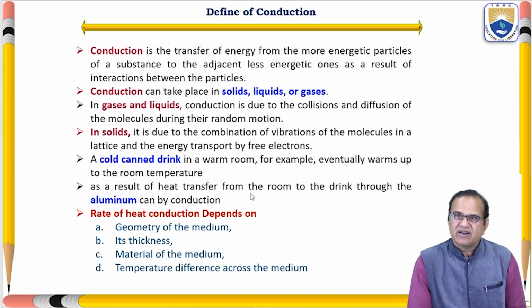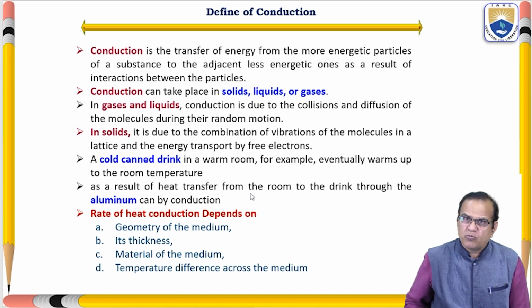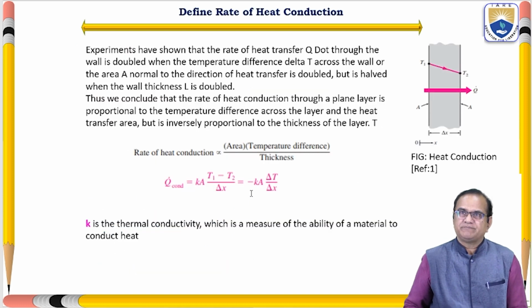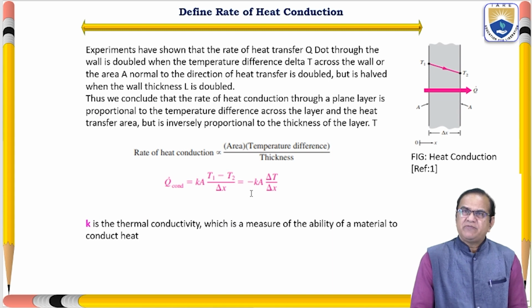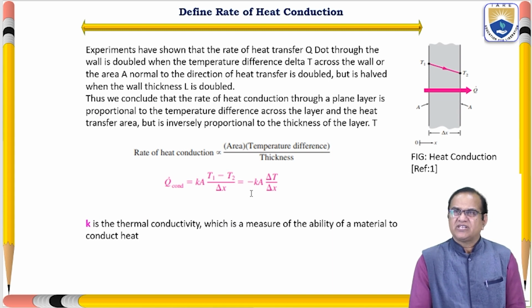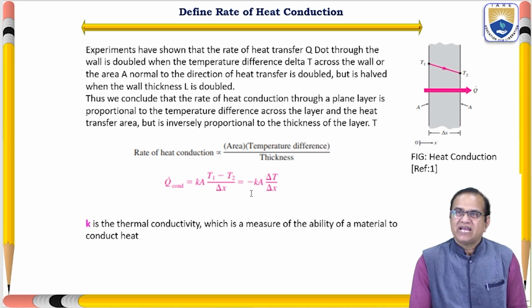Rate of heat conduction depends on the geometry of the medium, its thickness, the material of the medium, and the temperature difference across the medium. So these are the 4 points on which conduction depends. Define rate of heat conduction. Experiment has shown that the rate of heat transfer, that is Q dot, through the wall is doubled when the temperature difference delta T across the wall or the area A normal to the direction of the heat is doubled, but is halved when the wall thickness L is doubled.